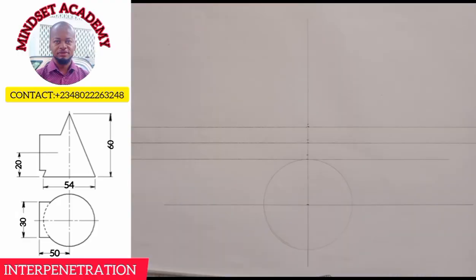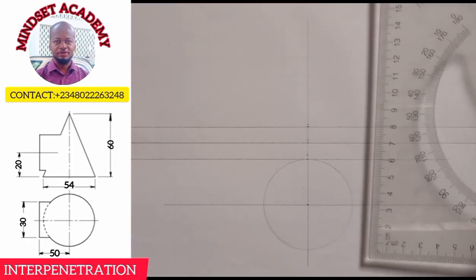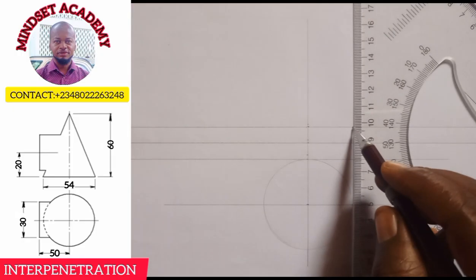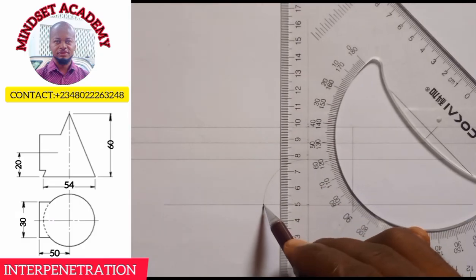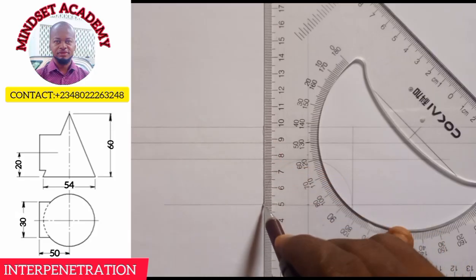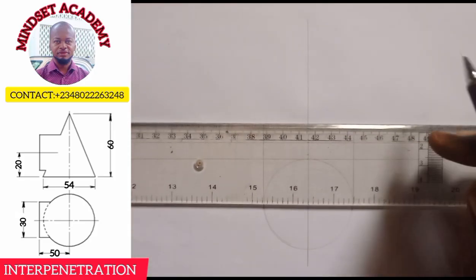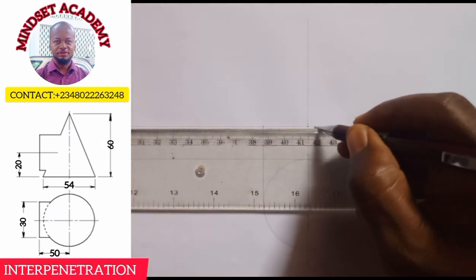So from here, I will now project the end of this circle to touch here. And I'll project this end to come straight down here to touch here. Can you see that? So this line you see here is the base of that triangular shape you see there.